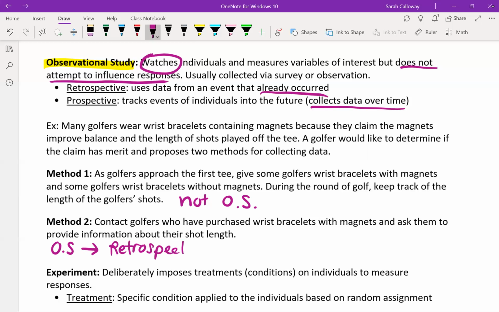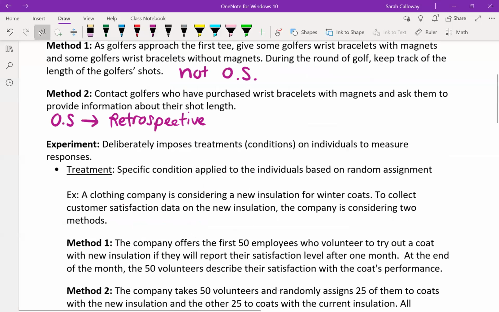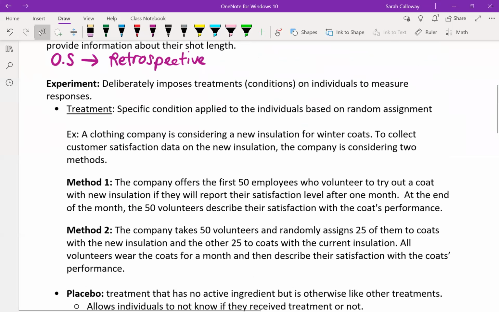example. Okay, so again, for method 1, it's not an observational study because they're influencing the responses by giving the bracelets. If they were just observing, oh, that person has a bracelet, I'm going to take their data. That person doesn't have a bracelet, and so on. What method 1 actually is, is an experiment.